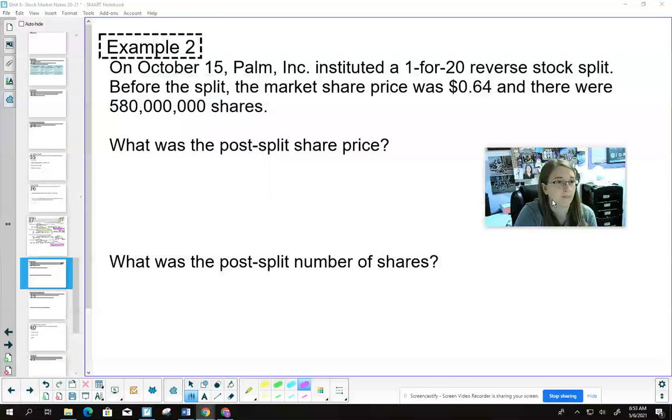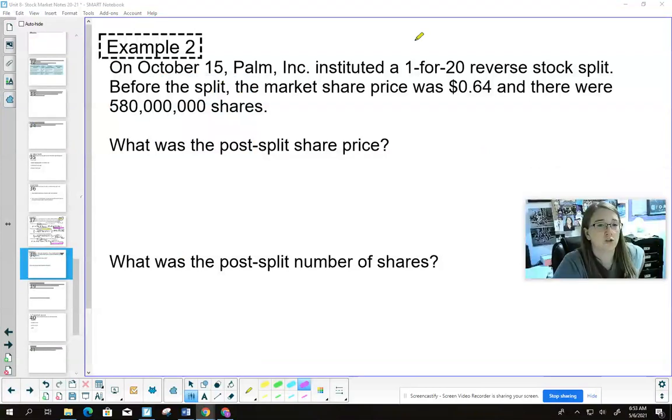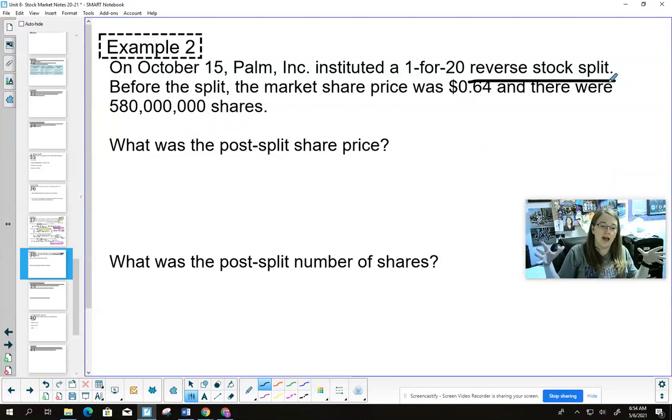Let's go ahead and try this again. So on October 15th, Palm Incorporated instituted a 1-for-20 reverse stock split. So a reverse stock split is when you have fewer slices. You had a bunch of slices and then you just pinched the corners together or took a stapler and here's your one slice of pizza. It used to be 2, but I stapled it together and now it's 1 slice. So 1-for-20 means that for every 20, we stapled 20 pieces together and now that's 1 slice. This is again going to create fewer shares.